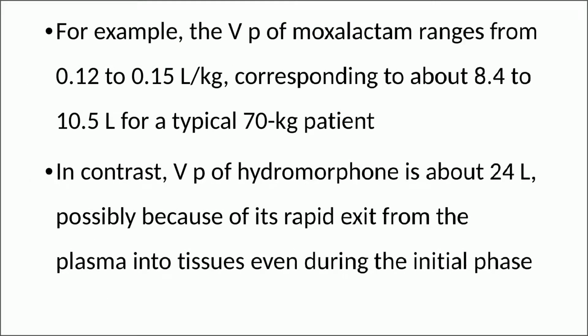For example, the volume of the central compartment of moxalactam ranges from 0.12 to 0.15 liter per kg, corresponding to about 8.4 to 10.5 liters for a typical 70 kg patient. In contrast, Vp of hydromorphone or morphine is about 24 liters, possibly because of its rapid exit from the plasma into tissue even during the initial phase.